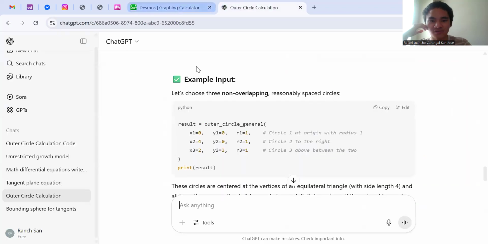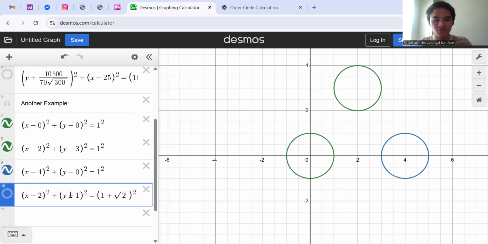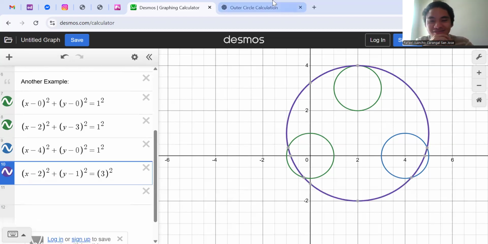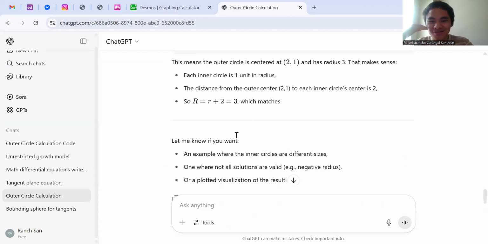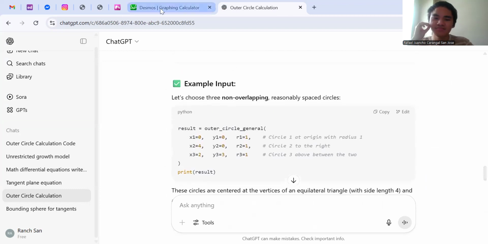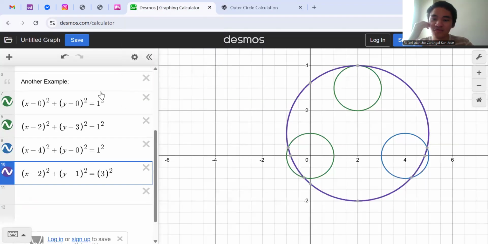And then an outer circle would be 2, 1, and 3. So this is 2, this is 1, this is 3. Wait, what? This doesn't work. That's funny. That is funny. Well, if we actually do this, will we get the same answer?